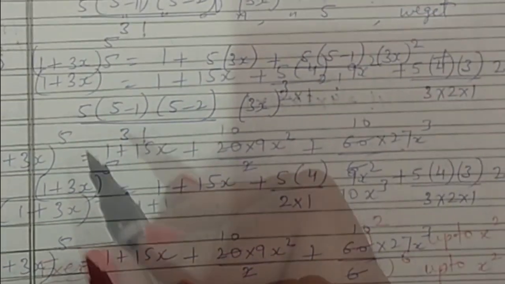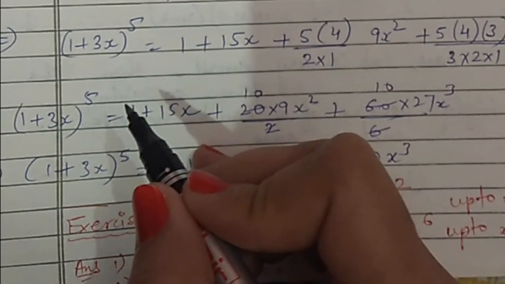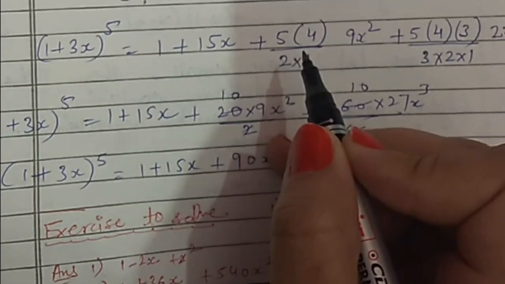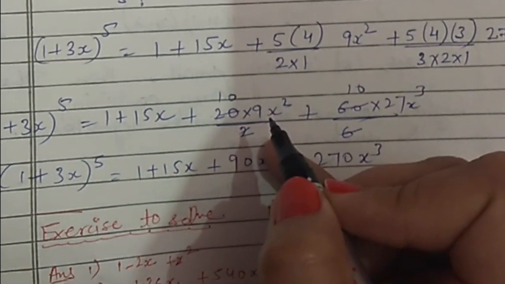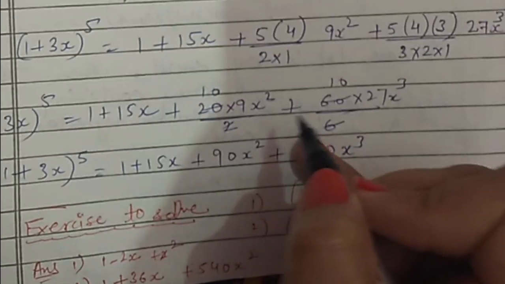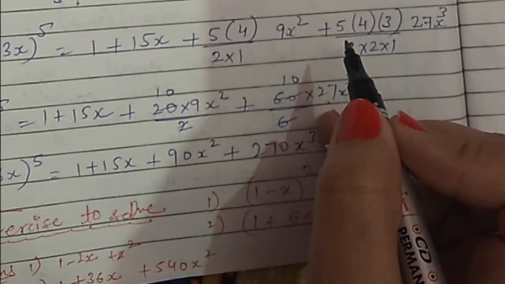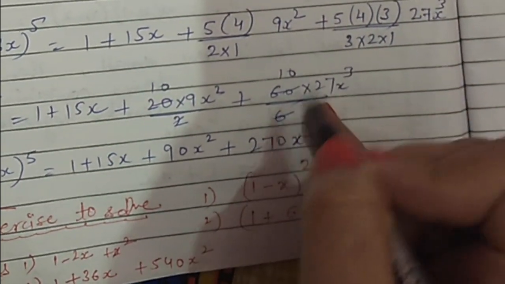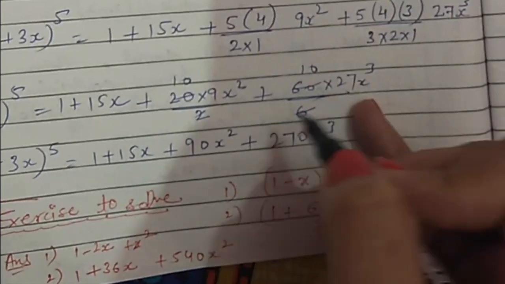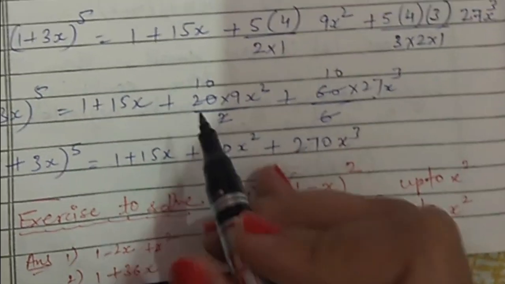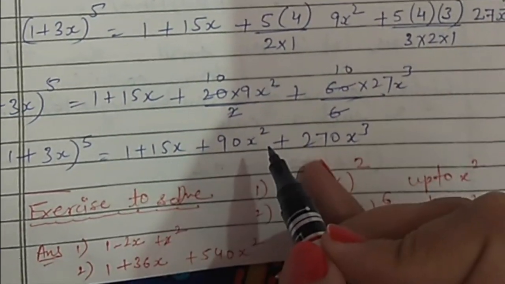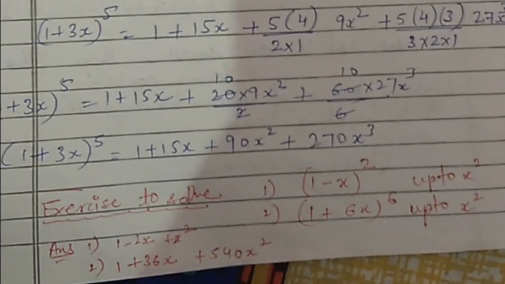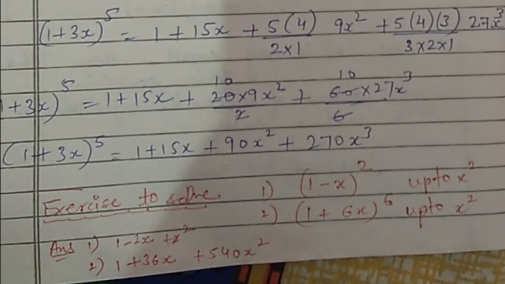Clear? So now you will write here: 1 plus 3x raised to power 5 is equal to 1 plus 15x plus 5 fours are 20 multiplied by 9x square divided by 2, plus 5 fours are 20, 20 threes are 60, divided by 3 twos are 6, multiplied by 27 x cube. So cut this. After calculating, you will get 1 plus 15x plus 90 x square plus 270 x cube. If you have a problem, you can ask any time.